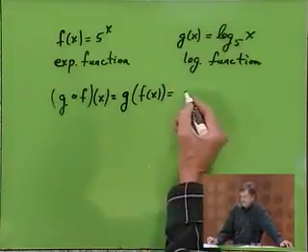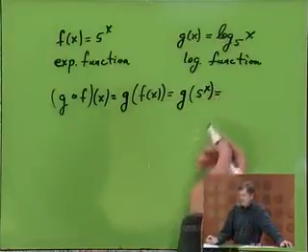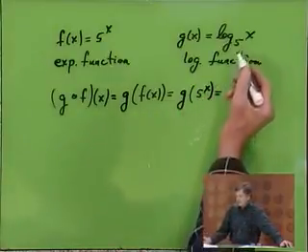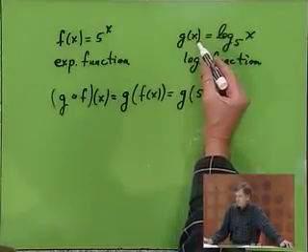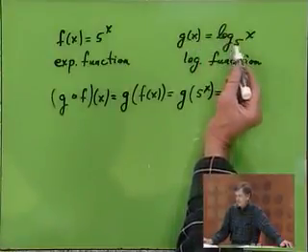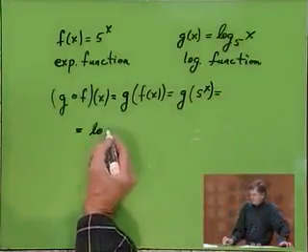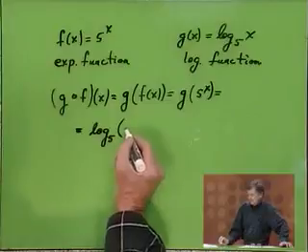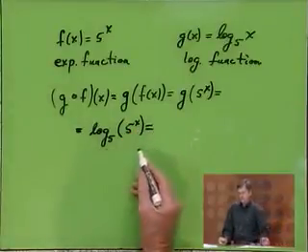And f of x is 5 to the x. So this is 5 to the x power. And now what does g do to that? g takes the logarithm of any number that you put inside of g. So if I put in an x, I get the log base 5 of x. If I have 5 to the x, what I get is the log base 5 of the quantity 5 to the x. Now you might say, well, Dennis, this doesn't look like x.